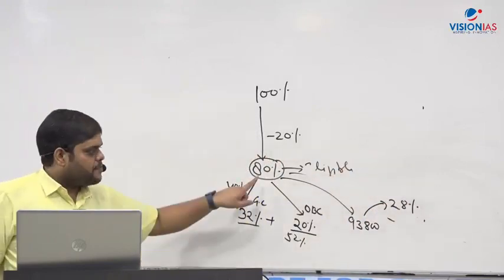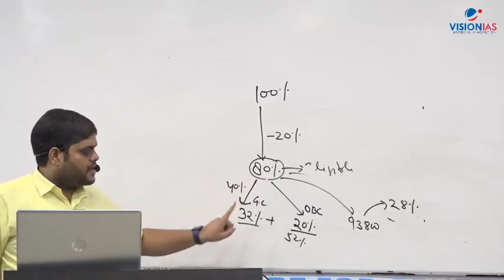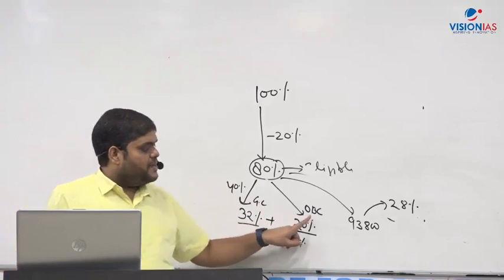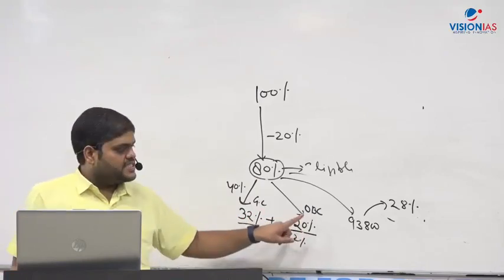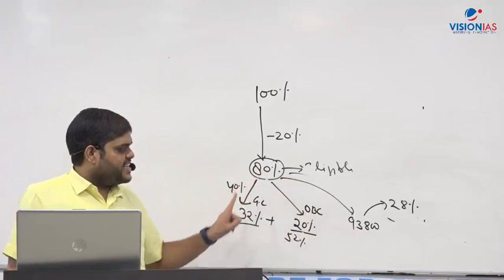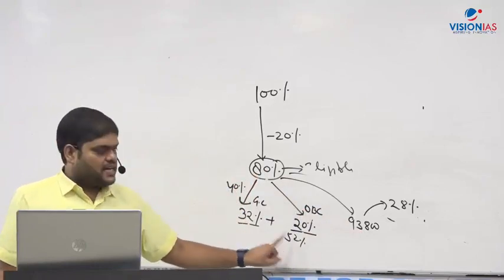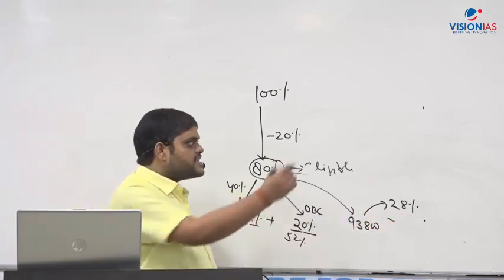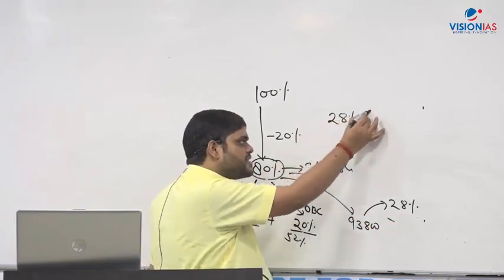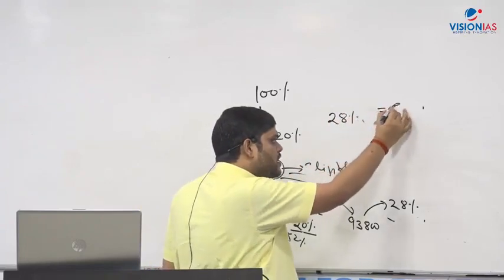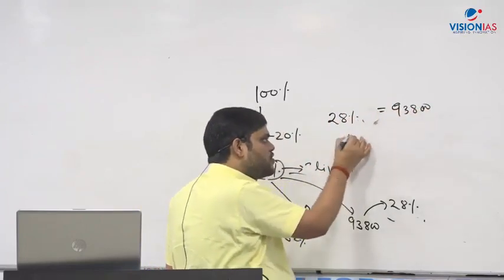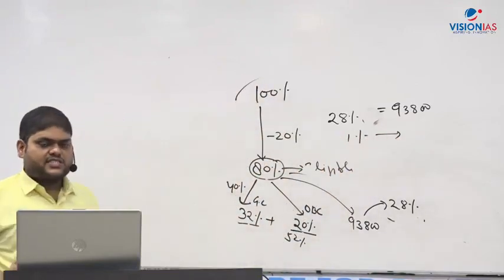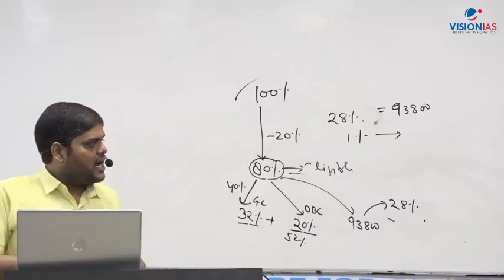How is this 28% coming? Because they are 32% general category, OBC 20%, then what is left? Out of 80%, 52% is done, this general and OBC, that means 28% is left. Now you can say that 28% is equal to 93800. You can find 1%, you can find the 100%, and whatever they are asking, you can answer that.